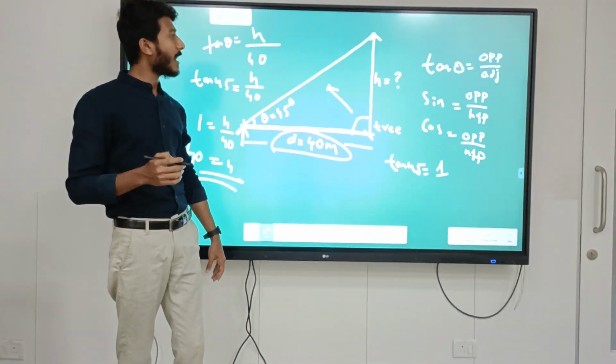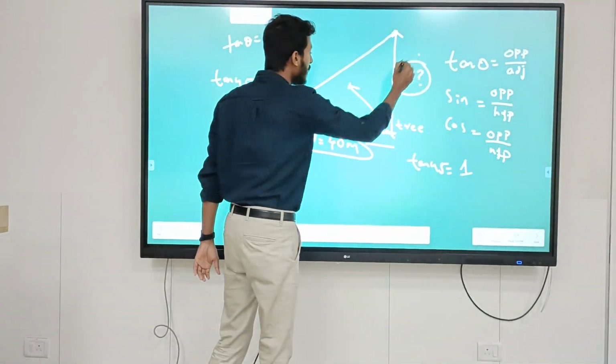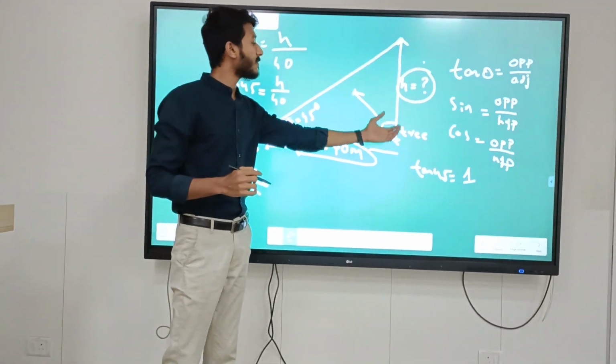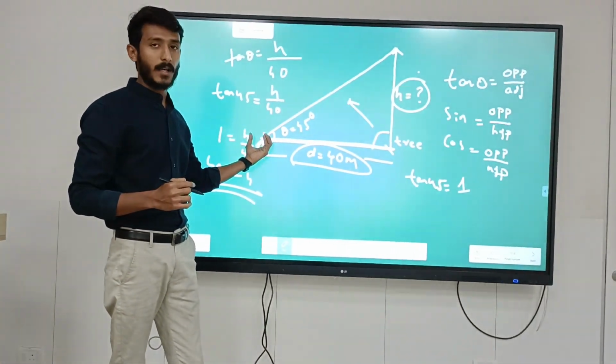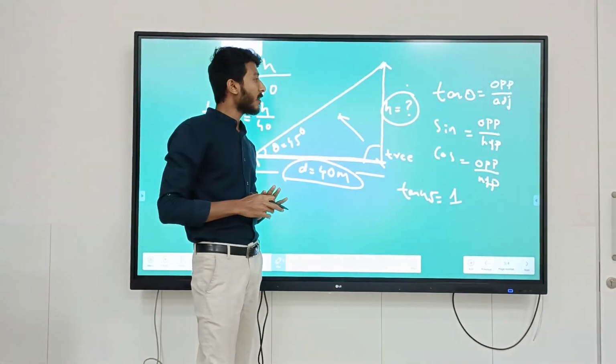Not only the height, once the height is given, we can also find the distance from the foot of this point. So that's all about this, and I think it's clear.